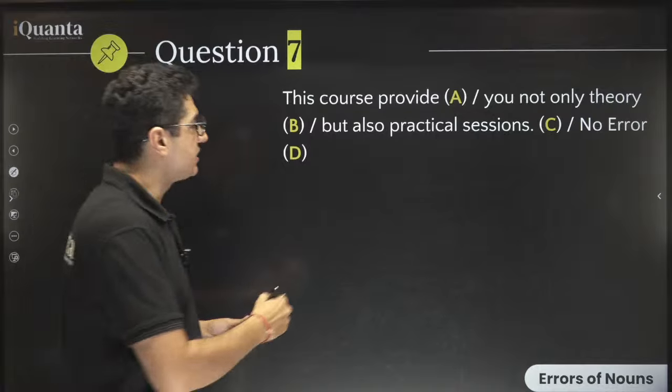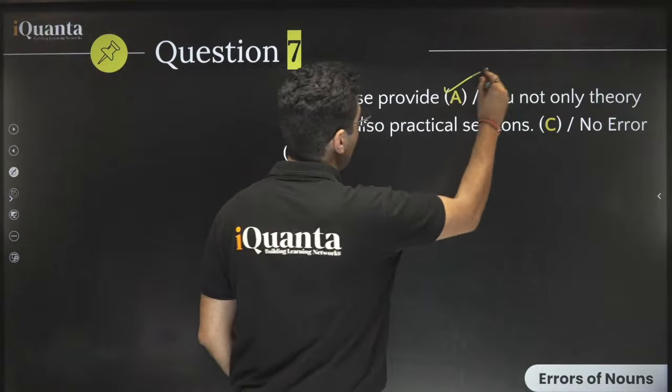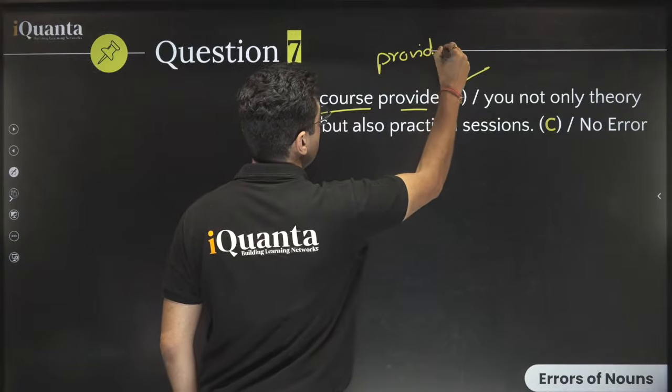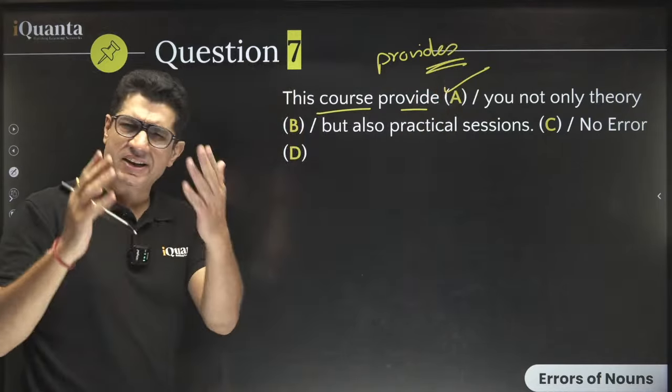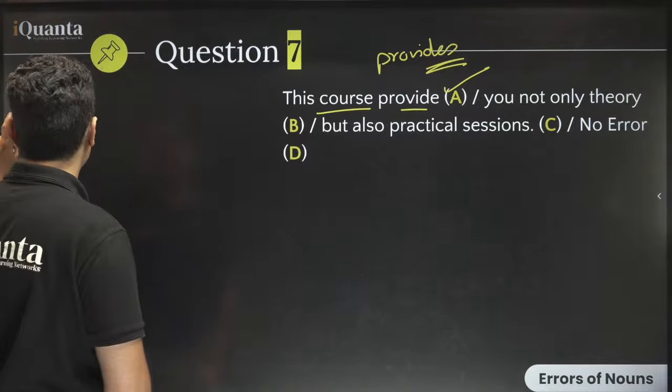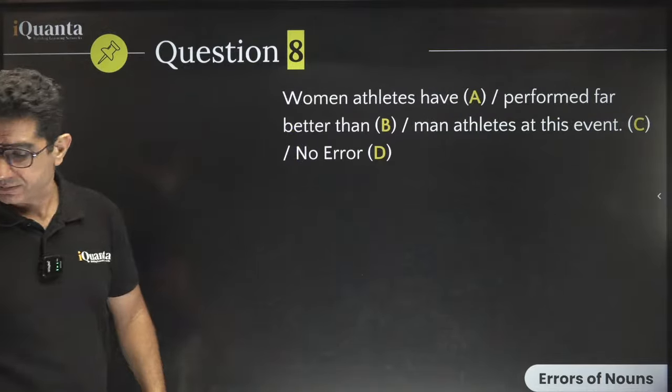Fabulous, fabulous. Yes, the answer is A. Course is singular, therefore the verb that you write will also be singular, and thus it should be provides. Absolutely spot on. I think all of you have gotten it right. Next, question 8.